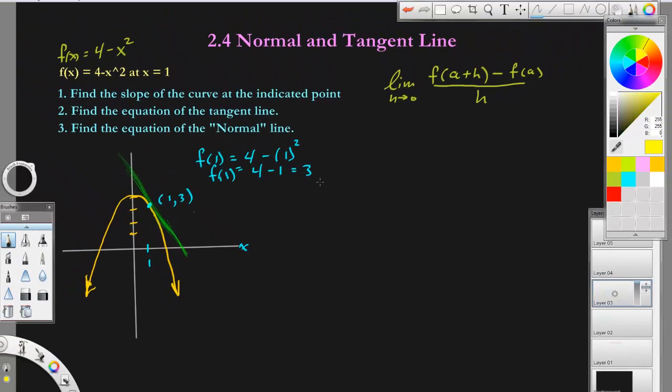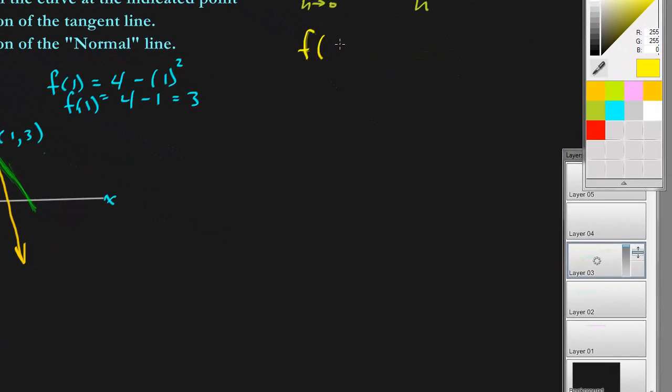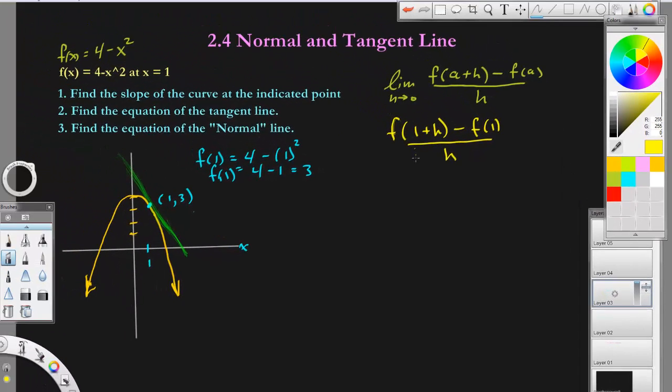Okay. So now let's go over here to our instantaneous rate of change equation, and we're going to plug in our x value in for a. It's going to look something like this: f of 1 plus h minus f of 1, all over h, where we're plugging 1 plus h in for x in this function here. Okay, so this is going to turn into the following.